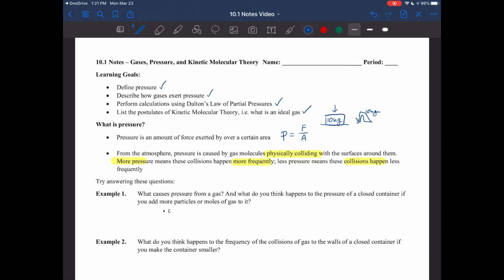Okay, so we did say collisions cause the pressure from a gas, collisions from a gas molecule. And let's say we have this closed container and it had like 3 gas particles in it. So maybe there's like 3 collisions per second. Well, if you add 3 more gas particles to it, there's going to be 3 more collisions per second in that rate, which would increase the pressure.